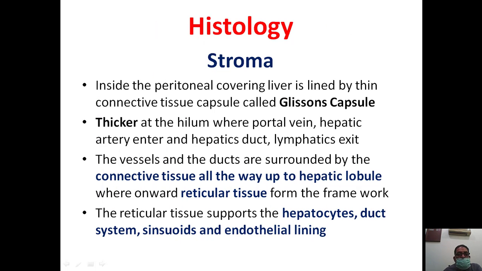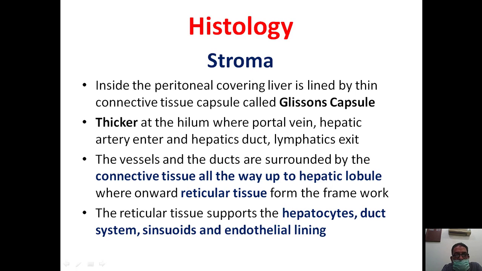Now the histology we are concerned with: the liver is covered by a connective tissue capsule called Glisson's capsule, which is next to the peritoneum. Always remember that the liver is an intraperitoneal structure. So next to the peritoneal covering, you see a well-defined capsule. This is known as Glisson's capsule. It is thicker at the hilum, where the portal vein, hepatic artery, hepatic ducts and lymphatics exit. The hilum is the structure where these structures go.